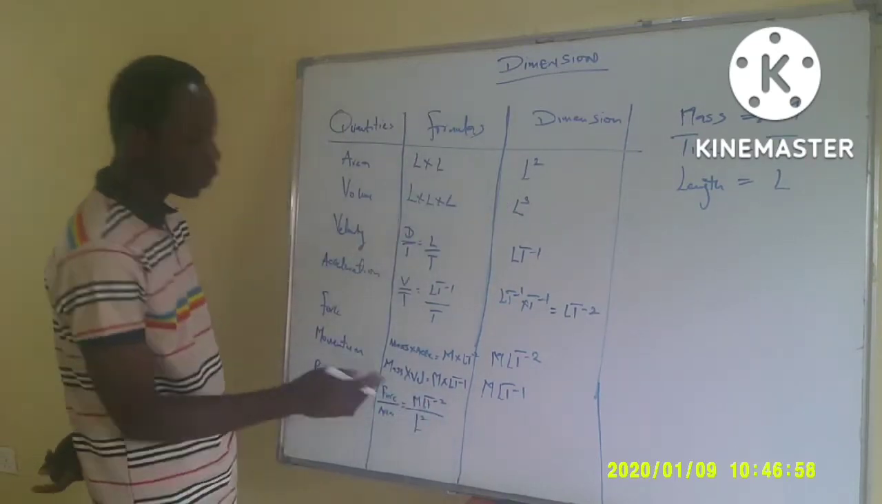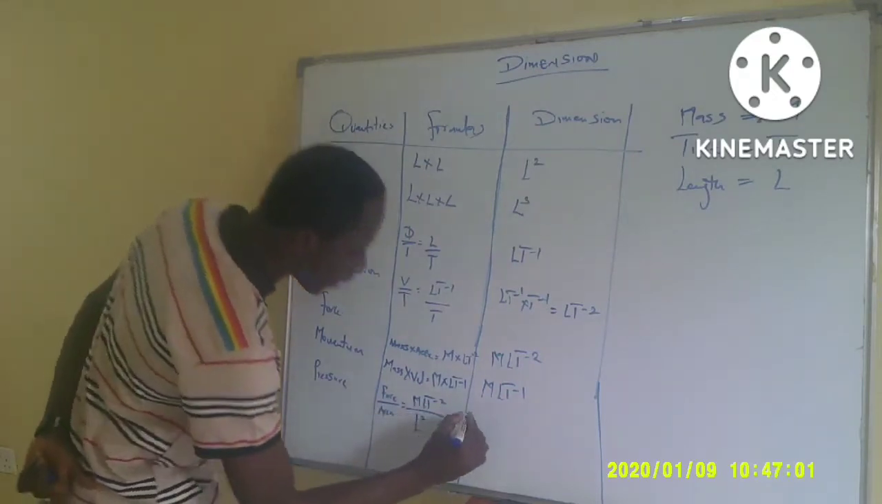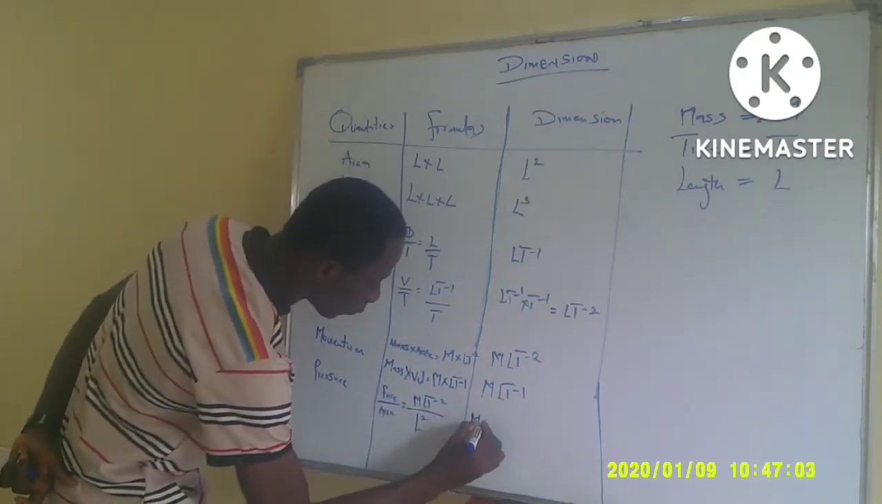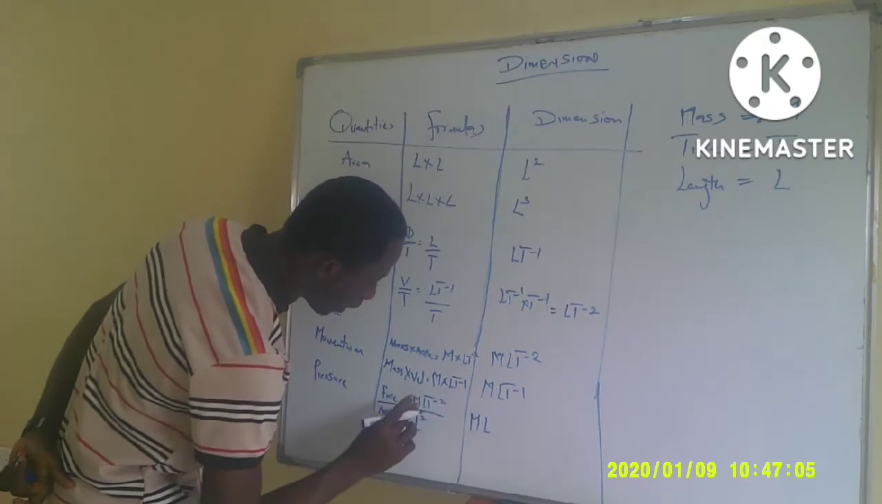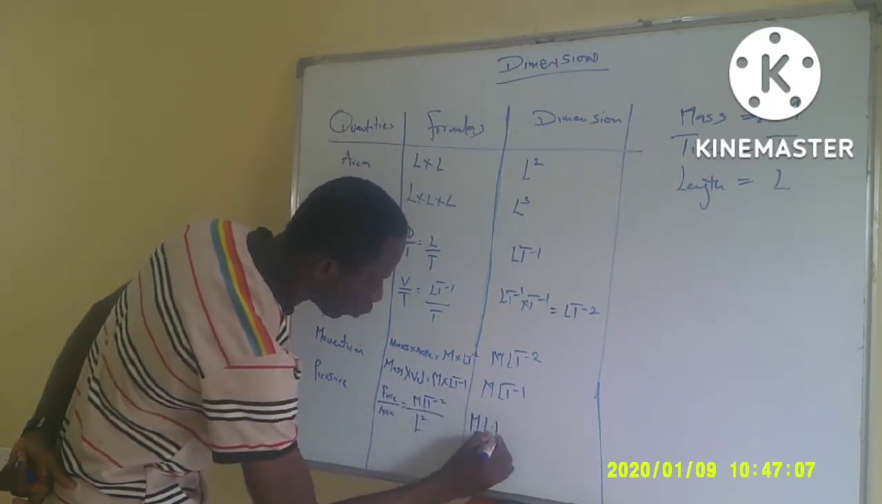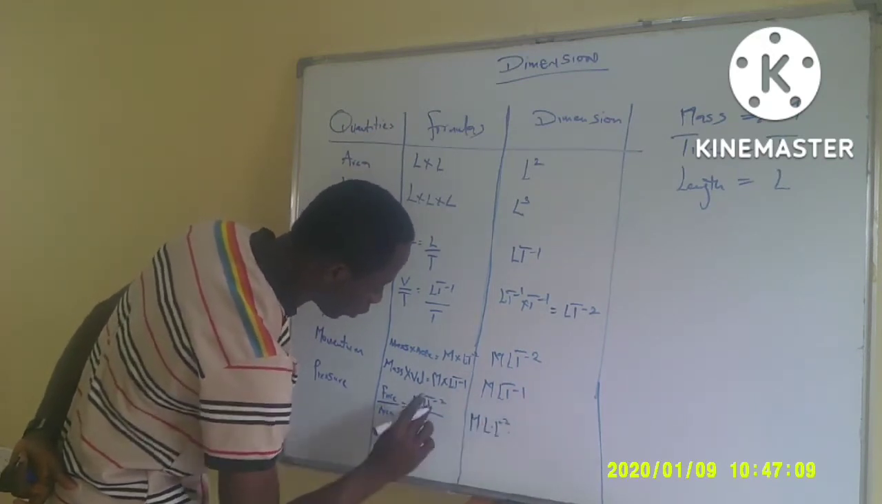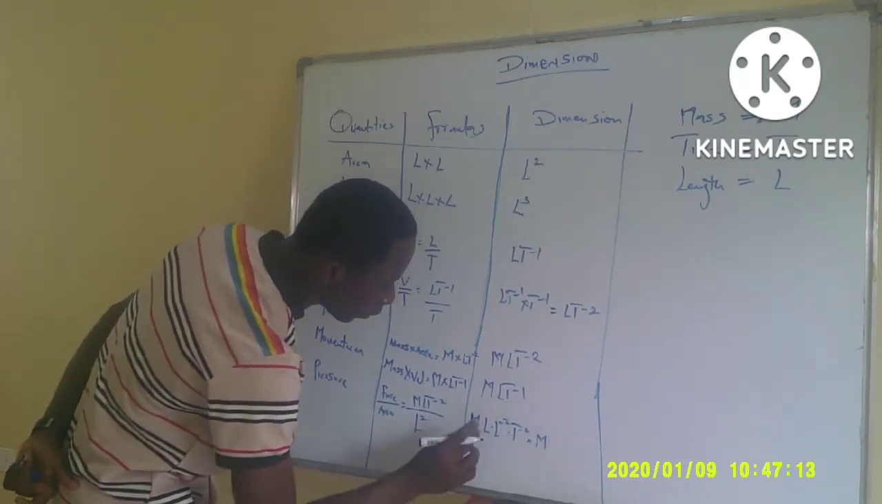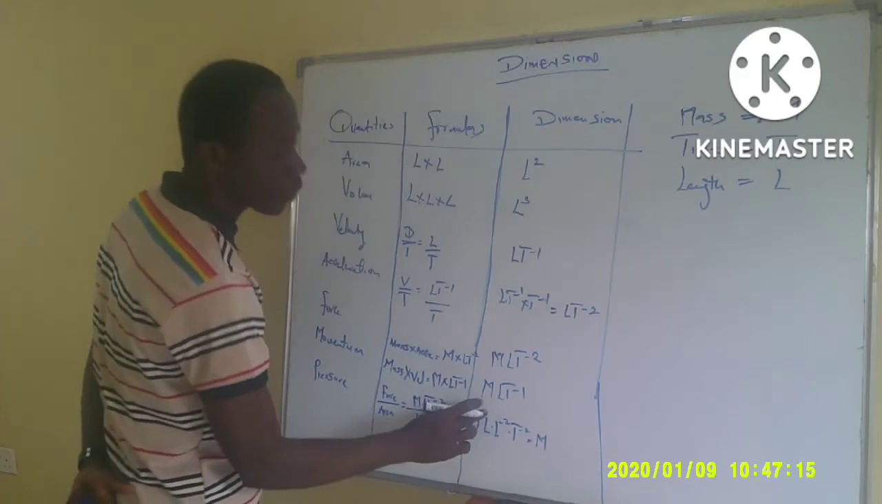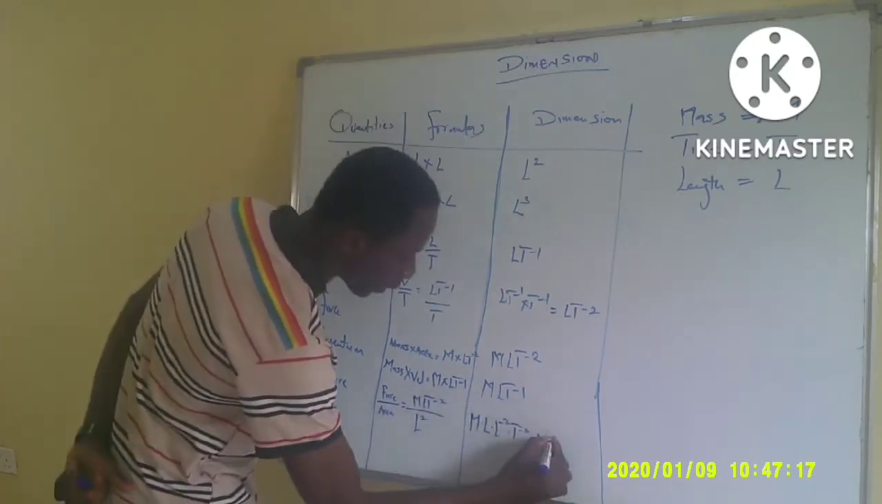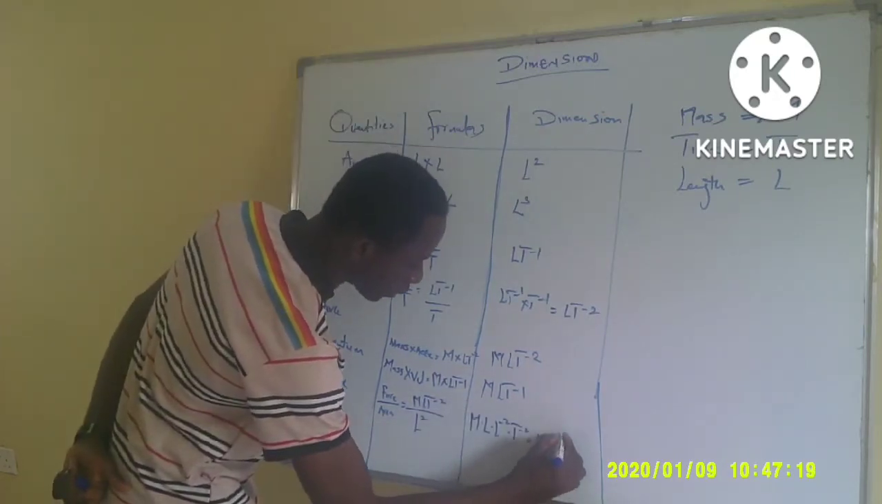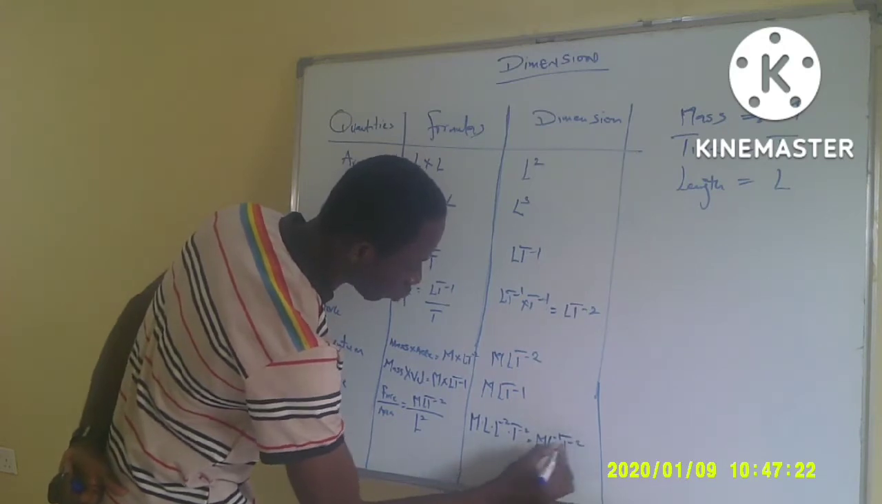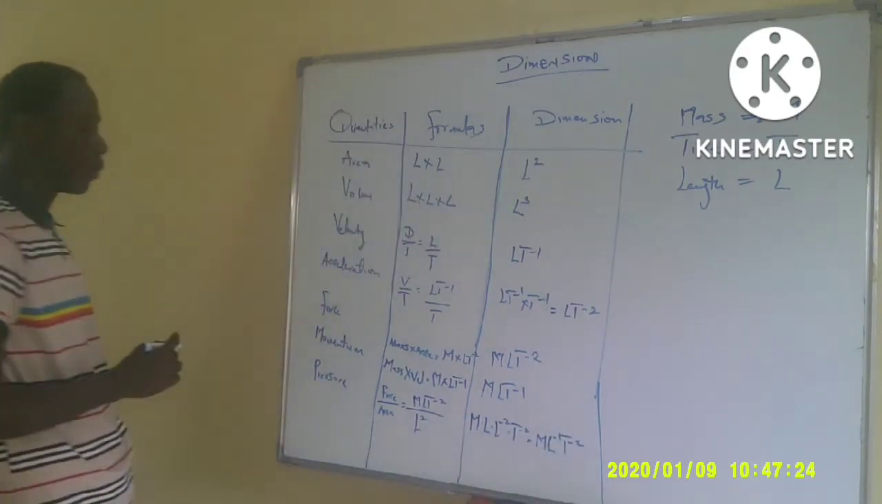So by the time we do the simplification, at the end of the day, it's going to be M, then L, which is the L at the top, and the one at the bottom is going to be minus 2, then T^-2. So at the end of it, it's going to be M L^(1-2), which gives us L^-1, T^-2. So that is the dimension of pressure.